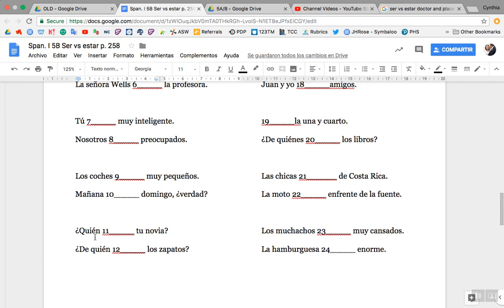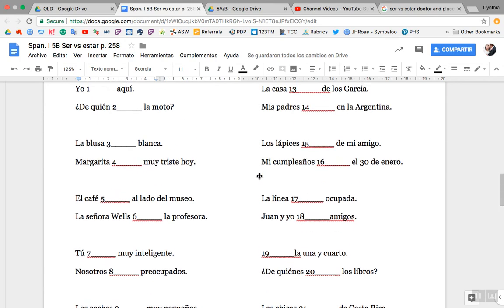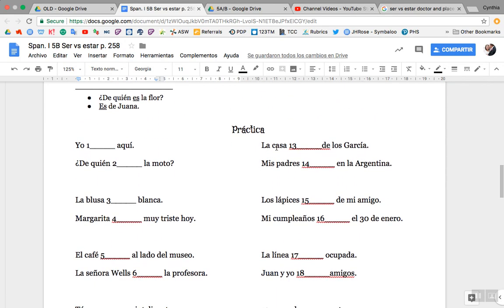¿Quién blank tu novia? Who is your girlfriend? ¿Quién es tu novia? That's a relationship. ¿De quién blank los zapatos? ¿De quién son los zapatos? Who do the shoes belong to? La casa es de los Garcia. The house is of the Garcia family.